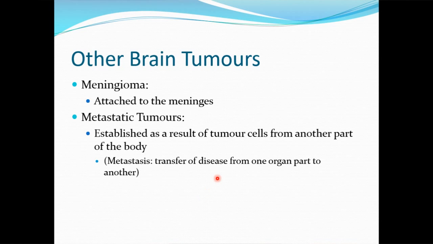Now, just regarding other brain tumors, while we're talking about brain tumors, you get meningiomas attached to the meninges. That makes sense. And then you get metastatic tumors, which are established as a result of tumor cells from another part of the body. And metastasis means the transfer of disease from one organ part to another. Okay.